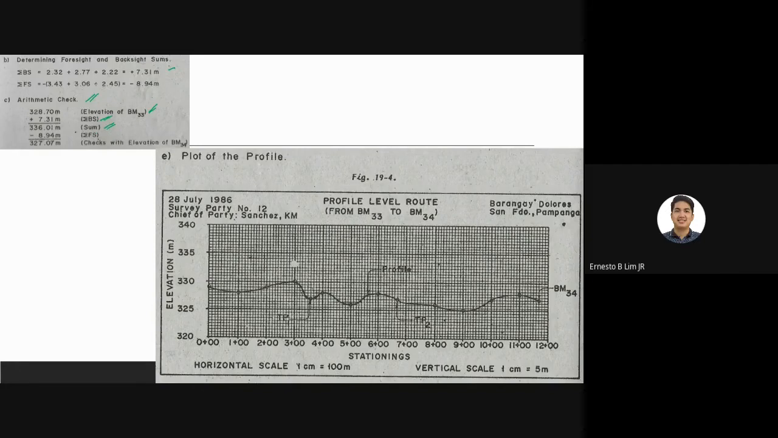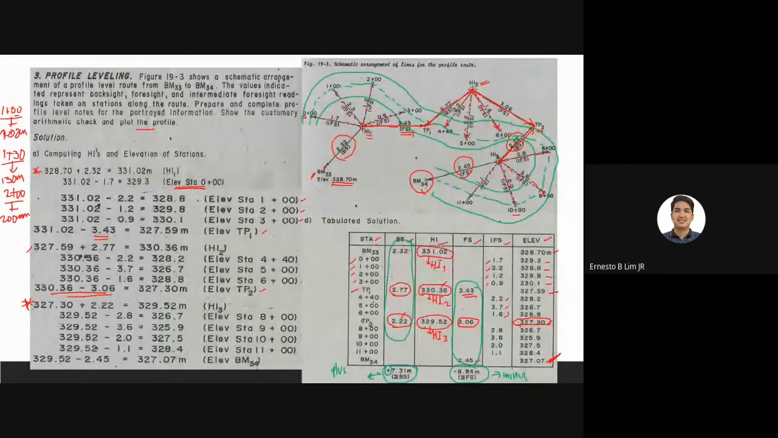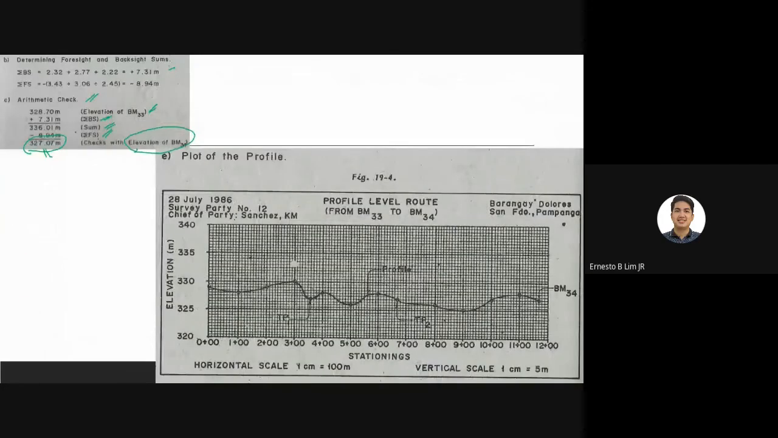Then deduct the summation of foresight. So the result here should be equal to the elevation of BM34. So this is 327.07. Then you have to check, okay, if the elevation here for BM34 coincides with your arithmetic checking.